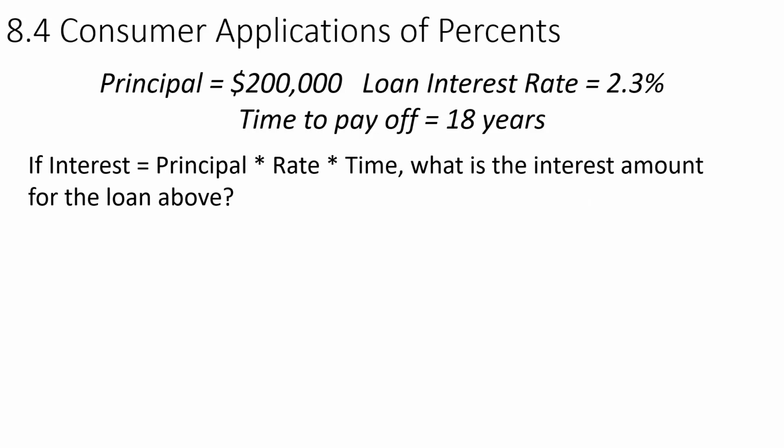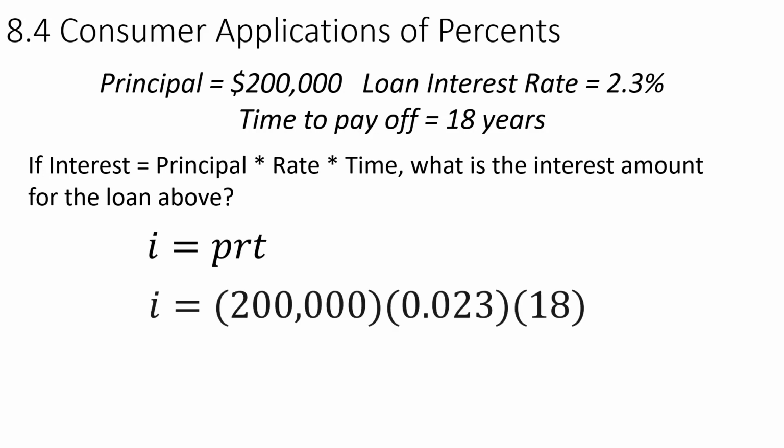Next one, you've got principal, your loan rate, your time to pay off. If interest is the principal times rate times time, what is the interest amount? Take your numbers, multiply them. Make your 2.3% into 0.023, and then just multiply it out. And there you go. That's going to cost $82,800 to borrow $200,000 and pay it off over 18 years. Moving on.